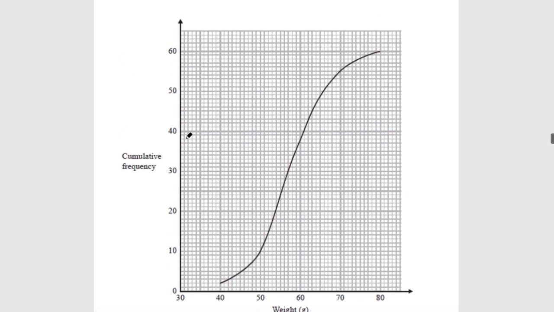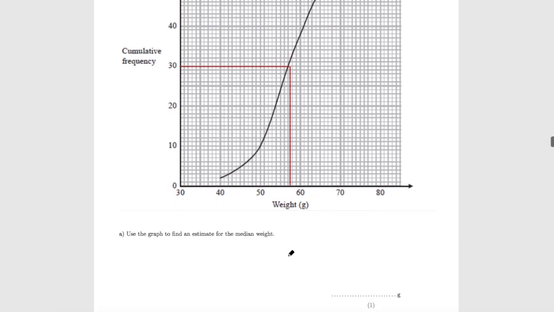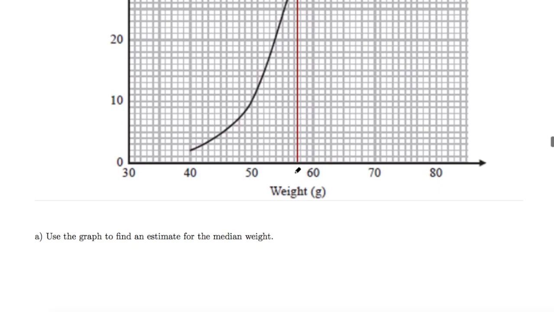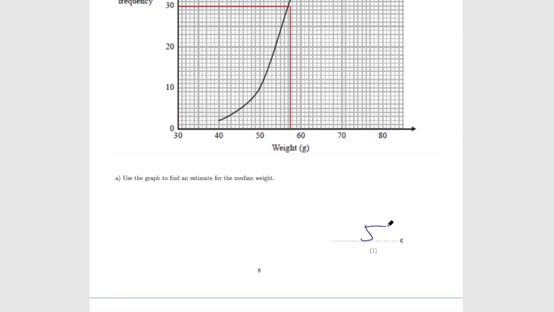When we're given a cumulative frequency graph, the median can be found by halving the total frequency, and then to find the median weight, we draw a line from the median on the graph across to the graph itself, and then down to the x-axis. I can't get this line properly. There we go. That gives us the median weight, or the middle weight. If I've drawn that a bit more accurately, that would land on 57. So straight off the graph the median is 57 grams.